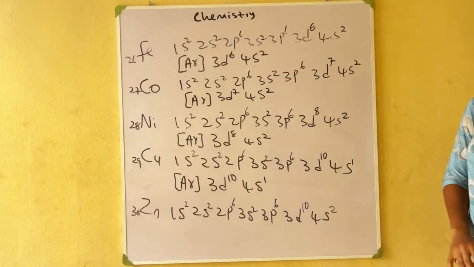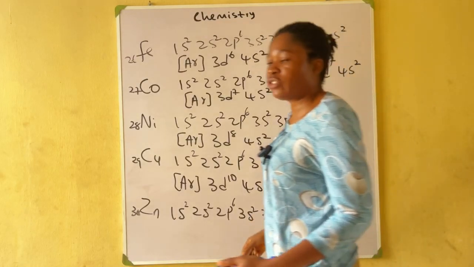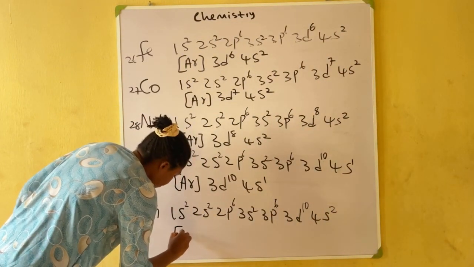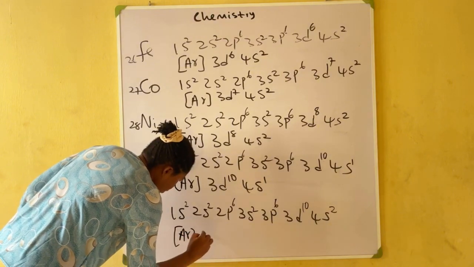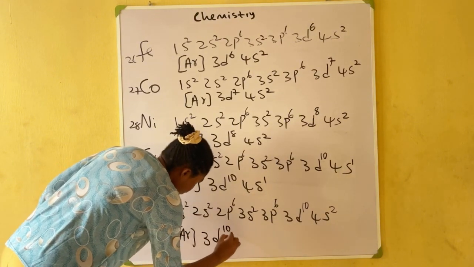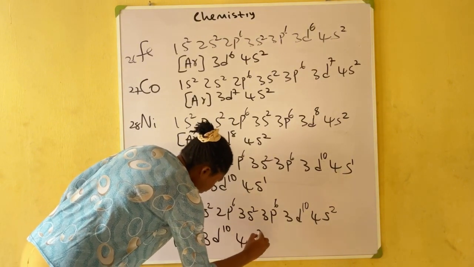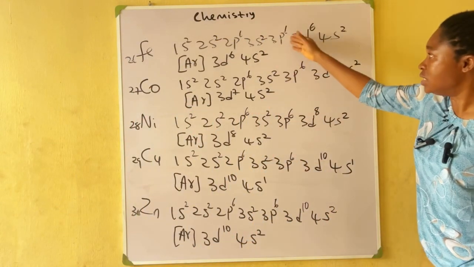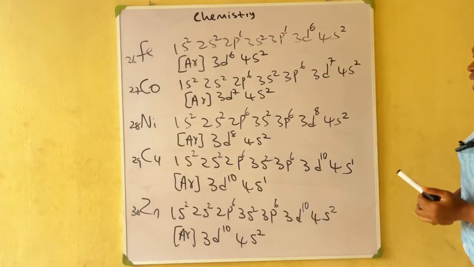So this is the configuration for the first transition series, from scandium to zinc. You can make use of either this or this.